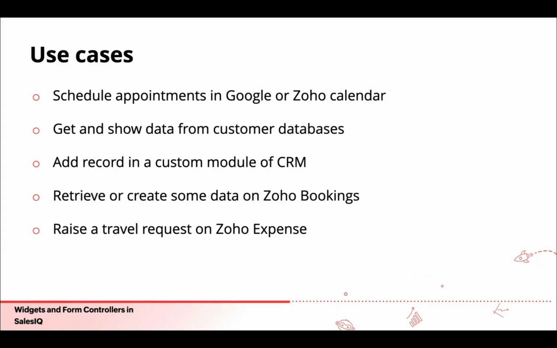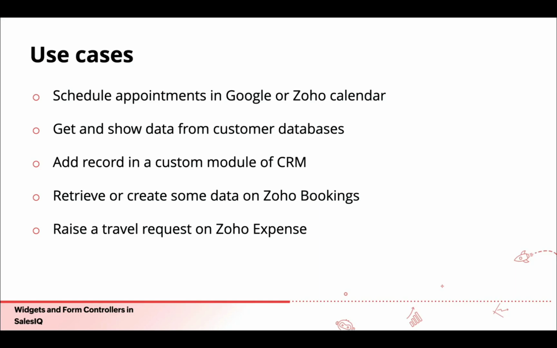You can get and show data from customer databases. You can add records and custom modules of CRM, that is modules other than lead and contact. And you can retrieve or create data inside Zoho Bookings. You can raise a travel request on Zoho Expense while communicating with a visitor.